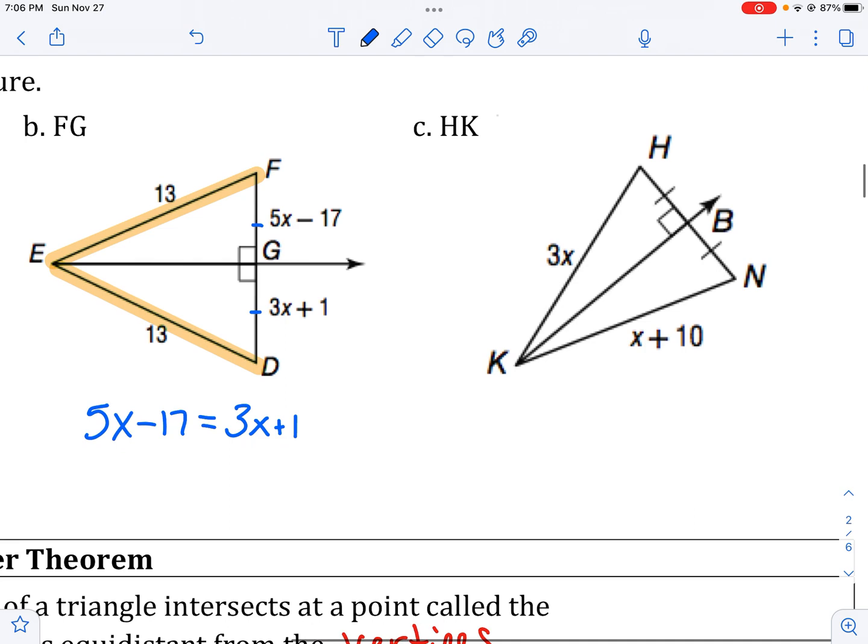And then finally, same idea here, I've got a perpendicular bisector. It's perpendicular. I'm seeing some congruence marks that say it's bisected. And I know that if I have a perpendicular bisector, then the distance from K to either endpoint would have to be the same. So 3x would have to be the same length as x plus 10.